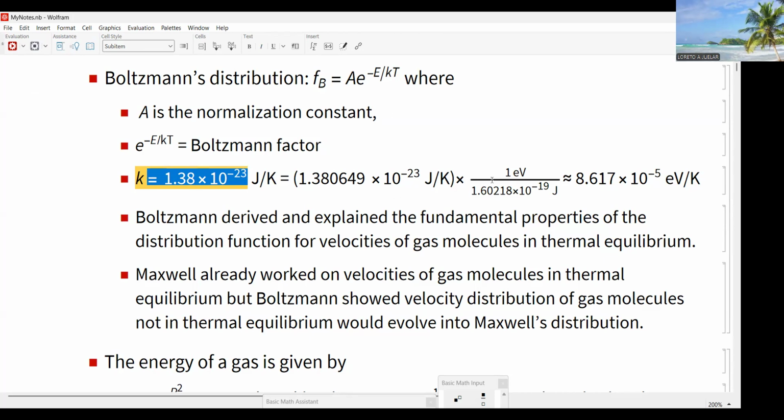to electron volts. 1 electron volt is equal to 1.602 times 10 to the negative 19 joule. So approximately, this is equal to 8.617 times 10 to the negative 5 electron volt per Kelvin.